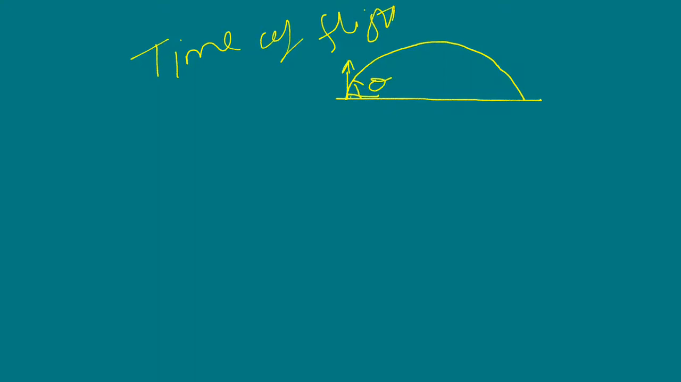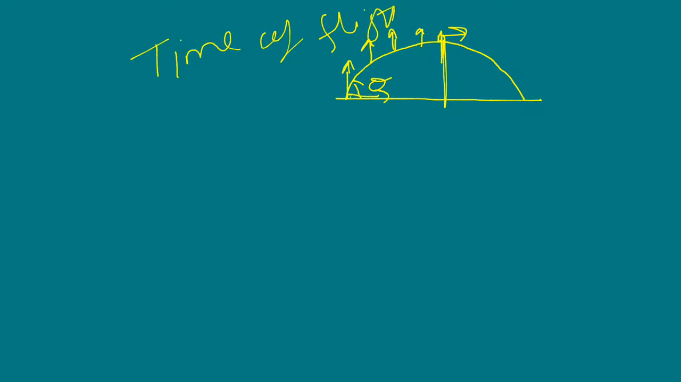So this is the y component and this is the x component. Here we will consider only the y component for the time of flight, because till here we will first find out half of this time of flight. So it will move like this, and here it will become parallel.